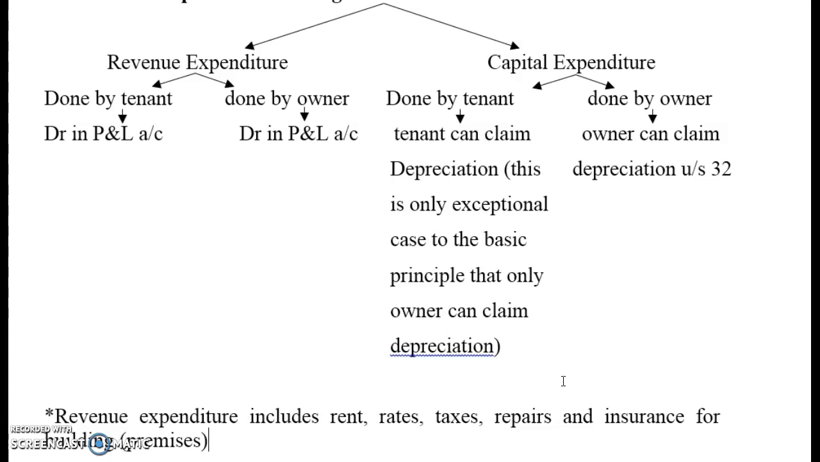Revenue will definitely be debited to the P&L account, because you already know that the P&L account always has revenue nature items, and capital always goes to the balance sheet. So this is on the same rule only. The only difference is that in this case, if any capital expenditure is being done on the building, then the tenant can also claim its depreciation, just like the owner does.